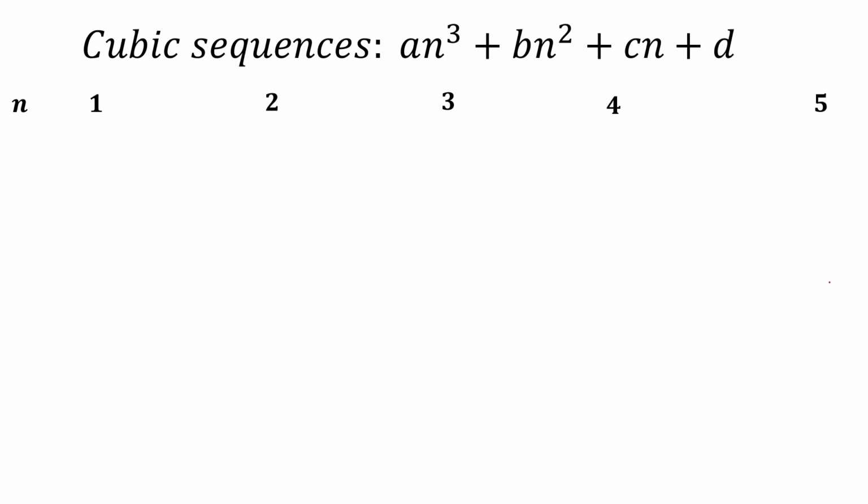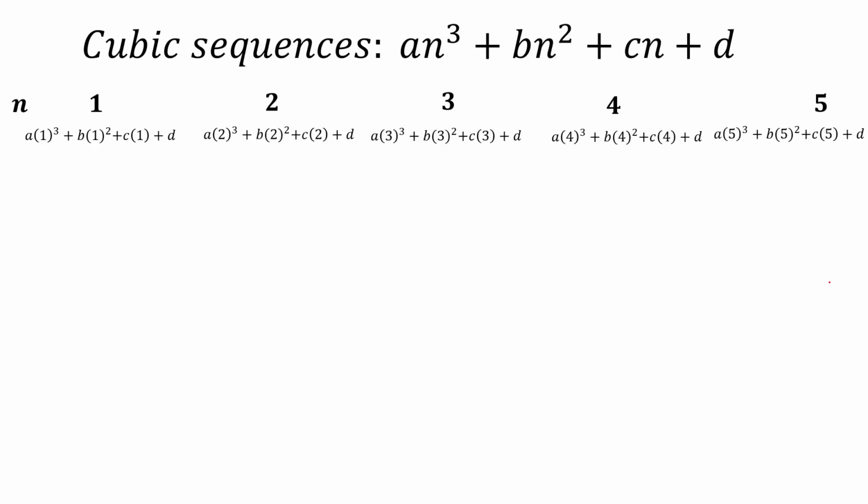So what we'd do is we'd sub that n into our general expression. So when n is 1, we have a times 1 cubed plus b times 1 squared plus c times 1 plus d. Our n has been replaced by 1. And we can do the same thing here for 2, 3, 4, and 5. We're just substituting the value for n into our general expression for the cubic.